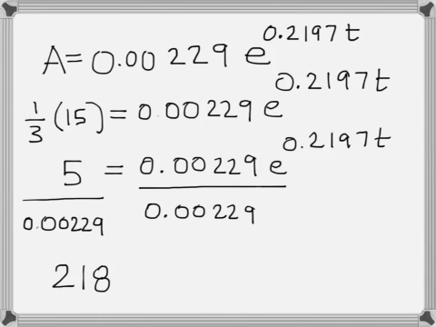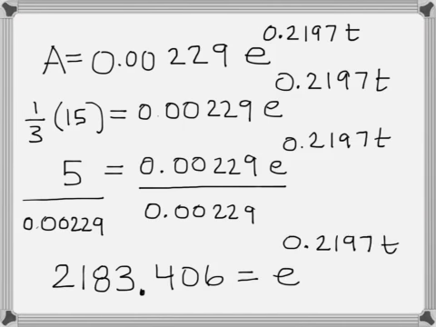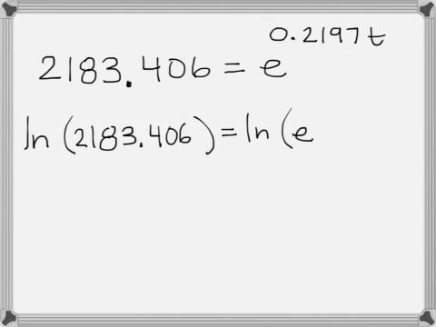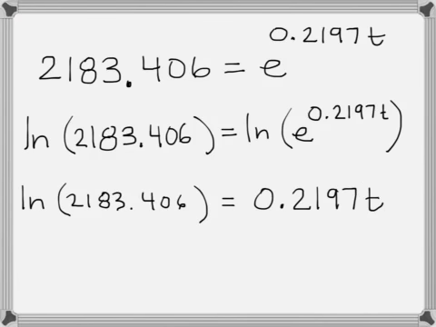So I wind up with 5 divided by that A0, which is 2,183.406, and now you can see on the right hand side of the equation I have e by itself there. So now use the logarithm function to take the log of both sides, and on the right hand side the log function and the exponential function are going to cancel each other out, leaving me with just the exponent there, 0.2197t.